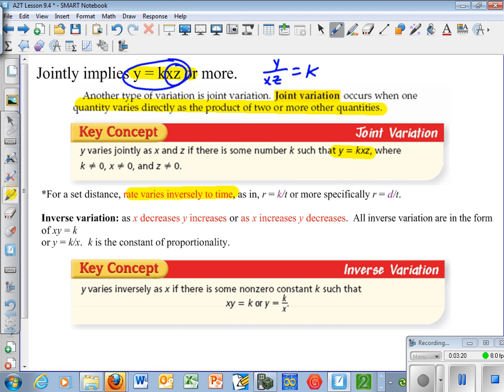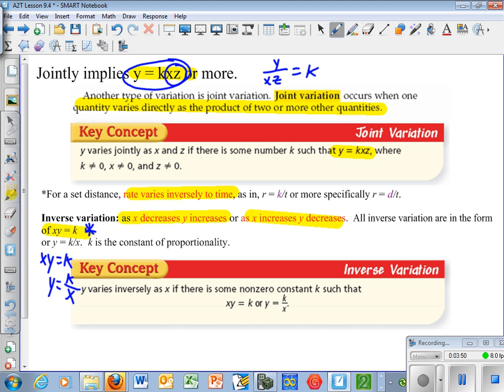Inverse variation: as x decreases, y increases. Inverse means the variables do the opposite. With direct variation, they did the same thing, so that's proportional. With inverse variation, as one gets smaller, the other gets bigger, or vice versa. All inverse variations are in the form xy equals k, and this is the form I like to use. If you solve that for y, you take the variation constant and divide by x.